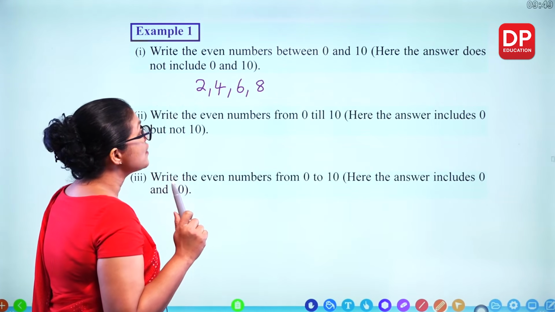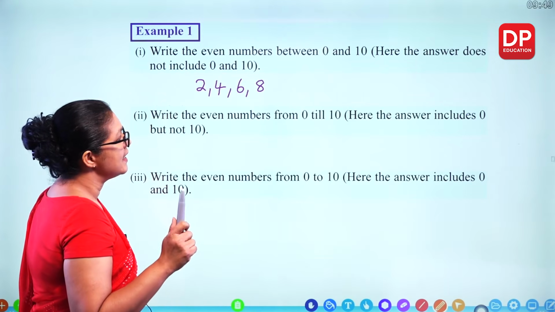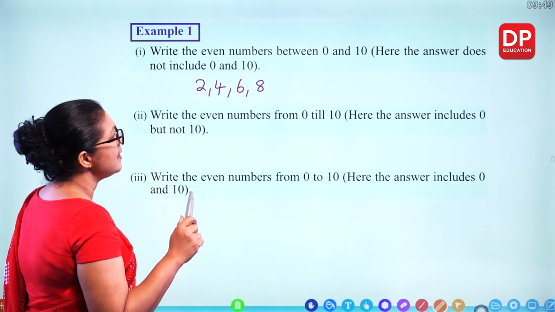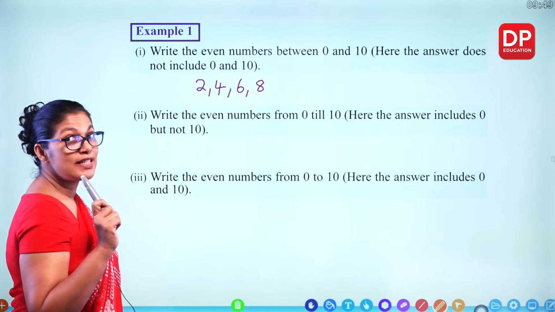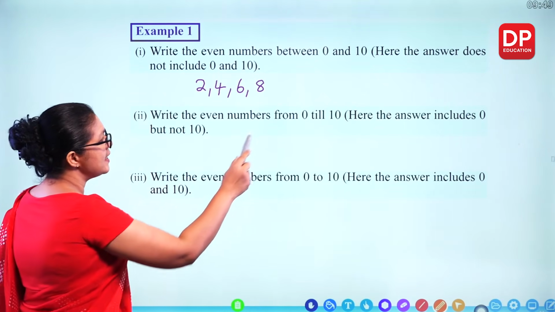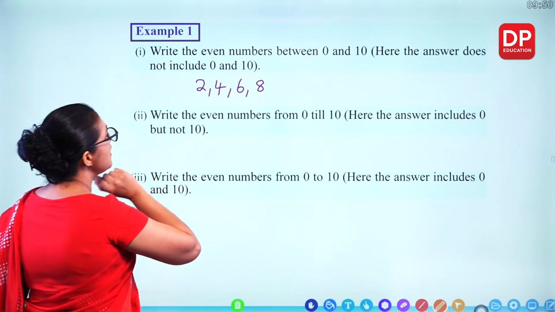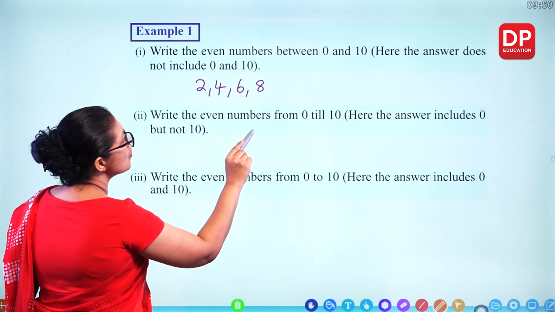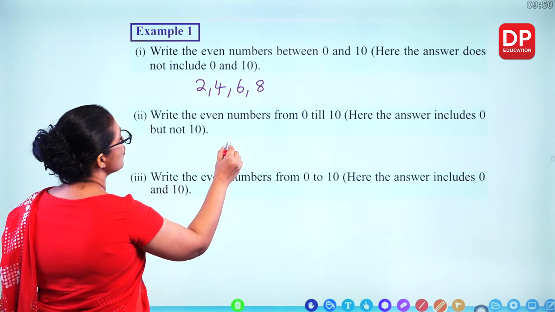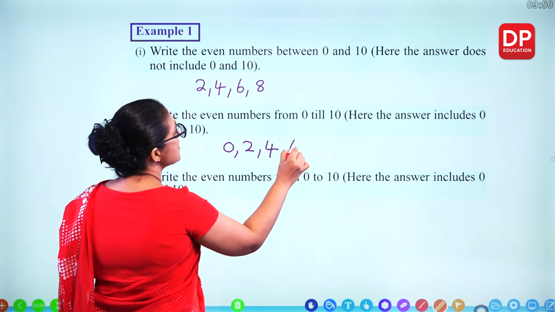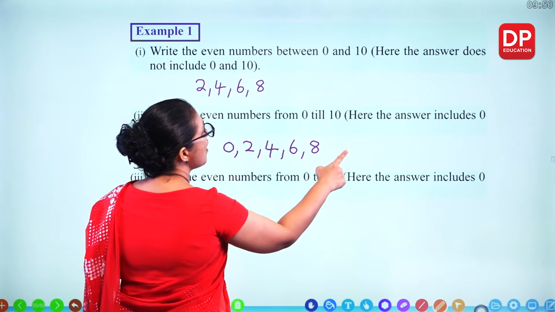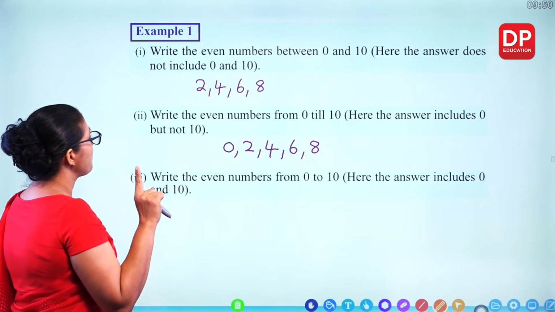Write the even numbers from 0 till 10. So you can't take 10. Here the answer includes 0 but not 10. When you see the word till, you can't take it. So what are the even numbers? So 0, from 0, so you can take 0. 2, 4, 6, 8. But you can't take 10.